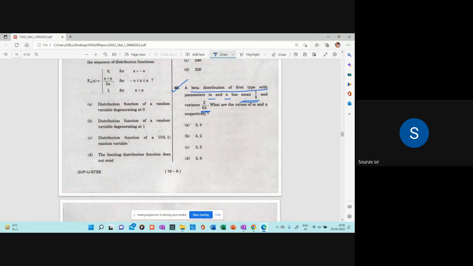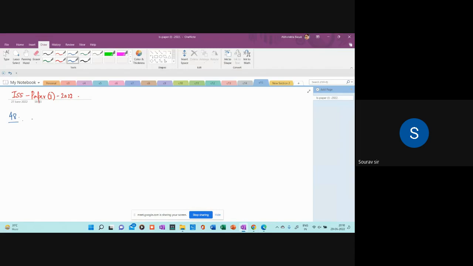Okay, so first we need to know that we have two kinds of beta distributions. The first kind of beta distribution ranges from 0 to 1, and the second kind of beta distribution ranges from 0 to infinity. So let us start and write the PDF of the first kind of beta distribution.